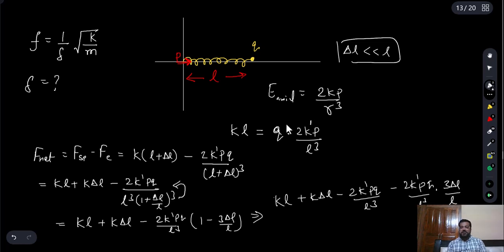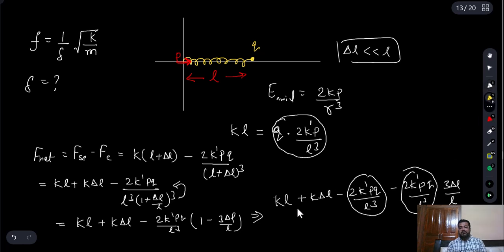Now see that this 2K dash PQ by L cube can be written as KL. So you can substitute this here as well as here. So when you solve this, you get the final result as KL plus K delta L minus KL, and this is actually positive. So when this negative comes, it comes out to be positive. So this is 3K delta L.